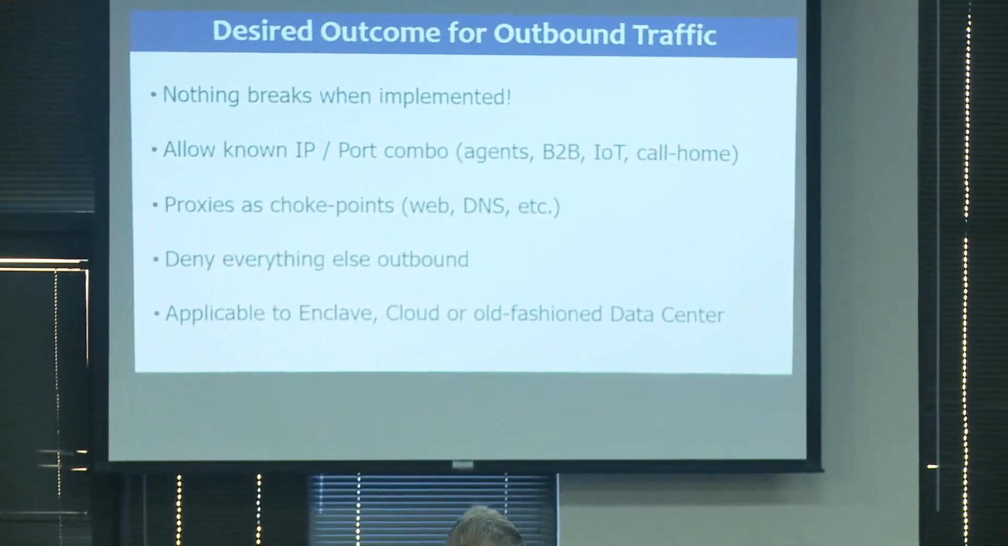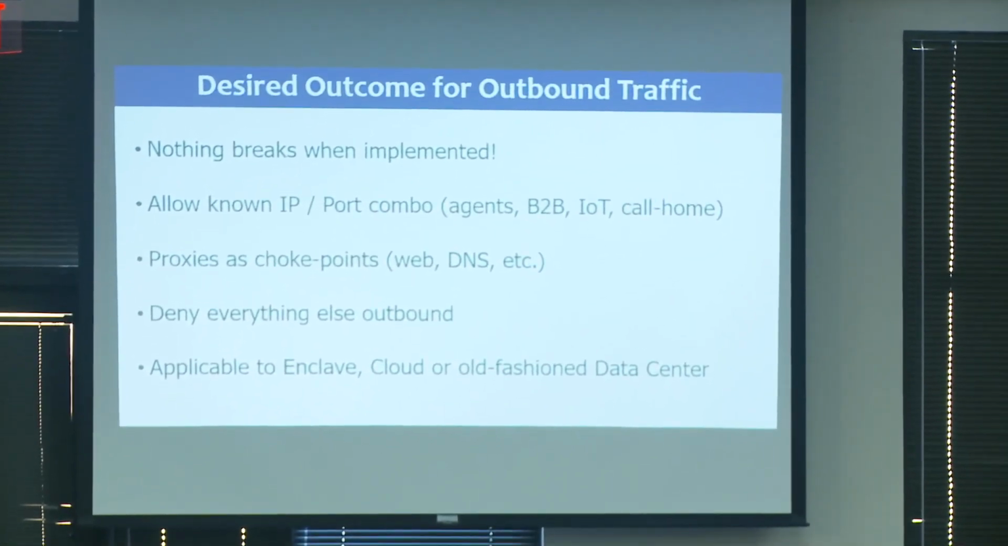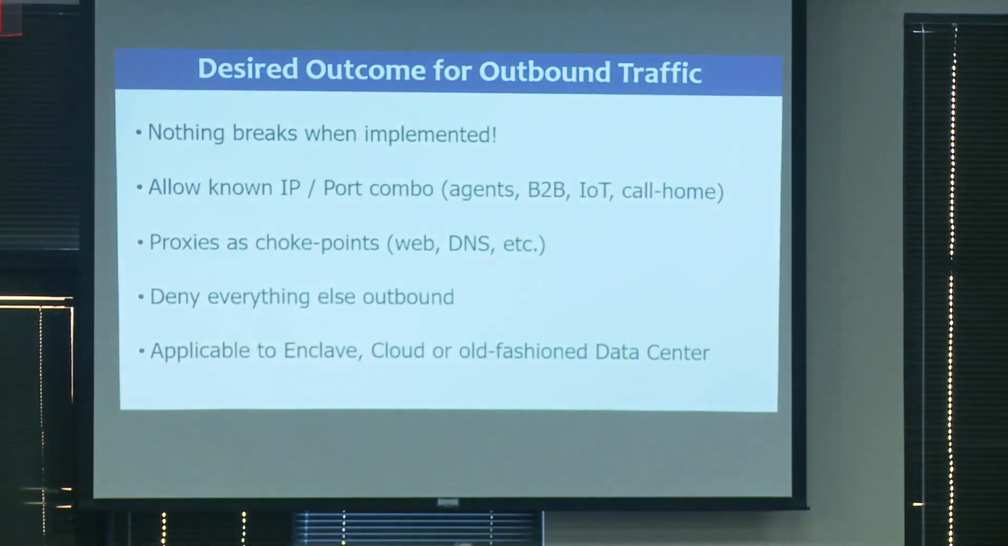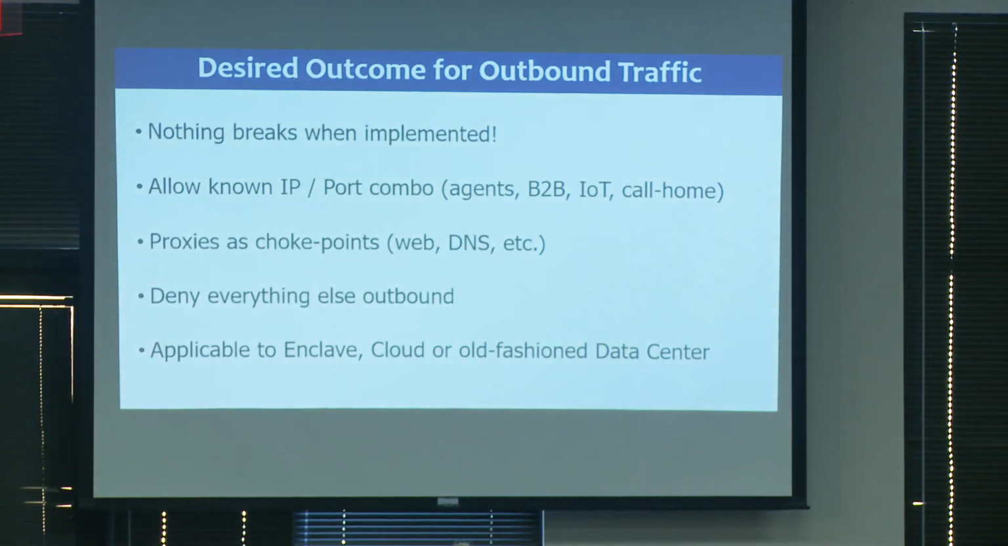So when we are done, we hope that nothing breaks, right? We know our outbound traffic IP and port combinations that may include some agents or your business-to-business transactions, call homes. For everything else that you cannot easily control, like web, because how do you filter web, right? You need to allow that to people. You can channel them through a proxy, like Cisco IronPort or Squid proxy or Blue Coat. Because if you do, that gives you an inspection point, right? And you can get additional capability like domain reputation and stuff like that.